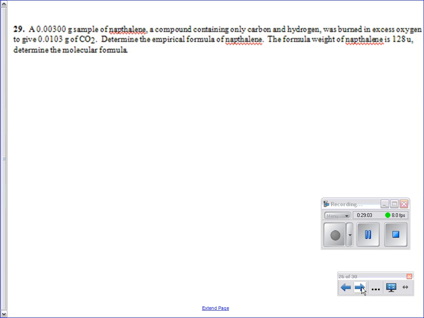So let's go ahead and look at this. It says a 0.00300 gram sample of naphthalene, a compound containing only carbon and hydrogen, was burned in excess oxygen to give 0.0103 grams of CO2. Determine the empirical formula of naphthalene. The formula weight is given, and then determine the molecular formula. So we have to find the empirical formula.